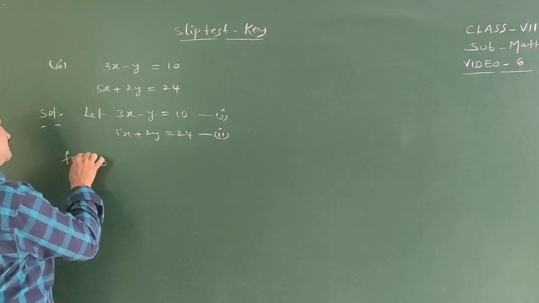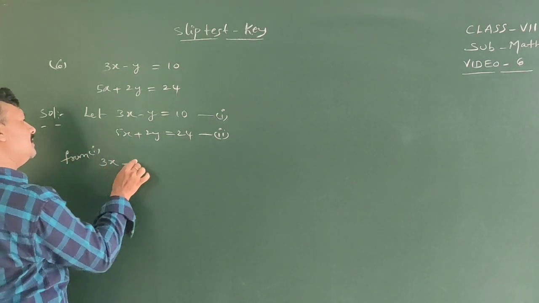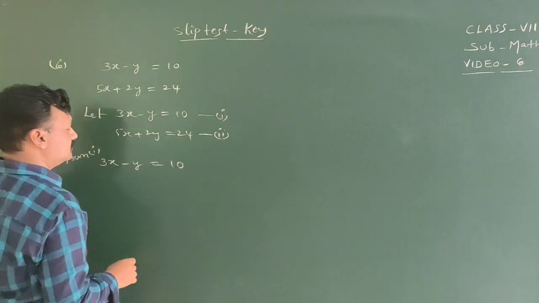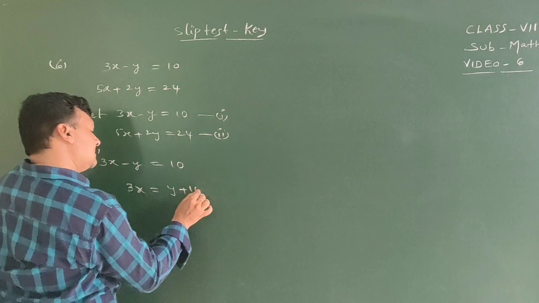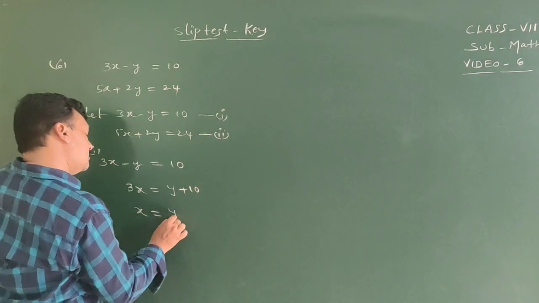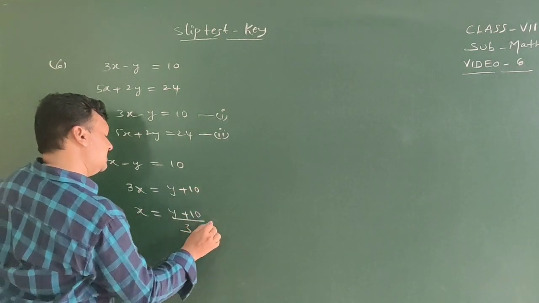From the first equation, 3x minus y equal to 10, 3x equal to y plus 10, x equal to (y plus 10) by 3.